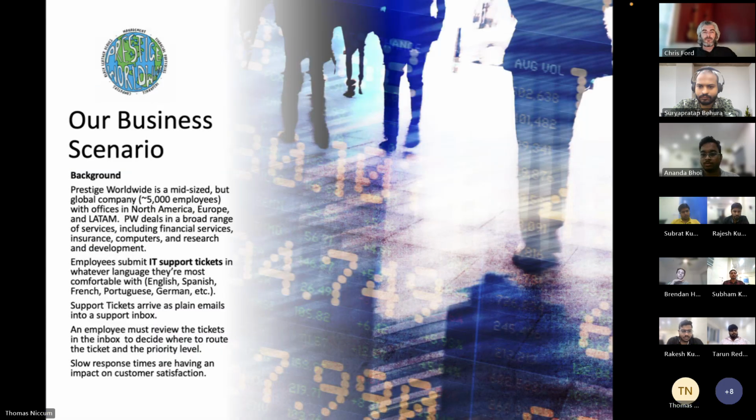So let's jump into our business scenario. We're going to be working for a company called Prestige Worldwide. Prestige Worldwide is a medium-sized company, about 5,000 employees. It's got offices mostly in North America, Western Europe, and Latin America. That'll become important in a minute. So they have a broad range of services. They sell some products, some tech products. They offer some consulting services. They've got financial services, etc. So there's a wide variety of things they're dealing with.